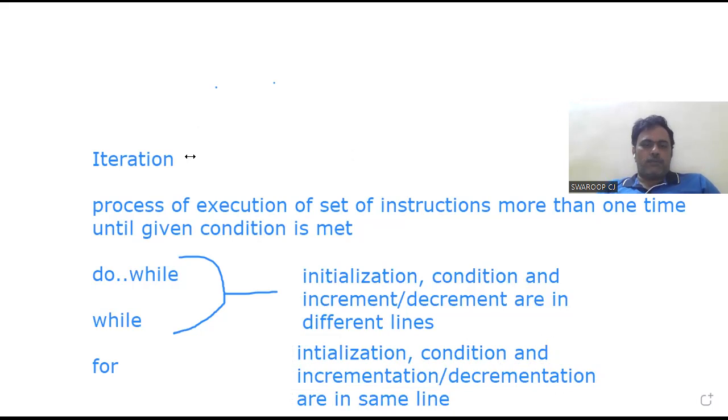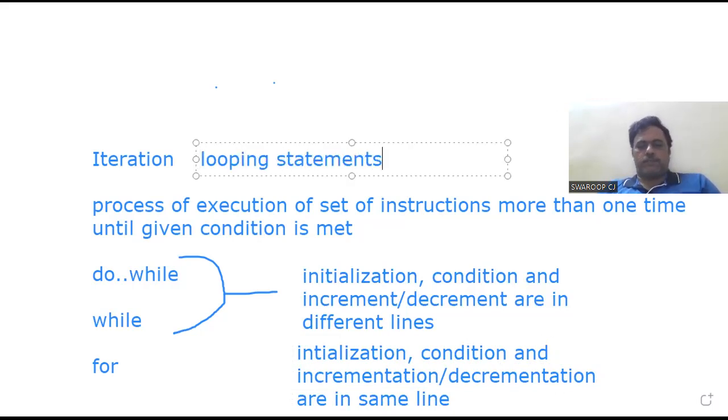The alternate name is looping statements. Why do we call them looping statements? Because the statements will keep on rotating. When you run the loop, what will happen? It will keep on executing. How long will it execute? It depends upon the number of conditions. Okay, this is about the class for today to understand the concept of iteration.